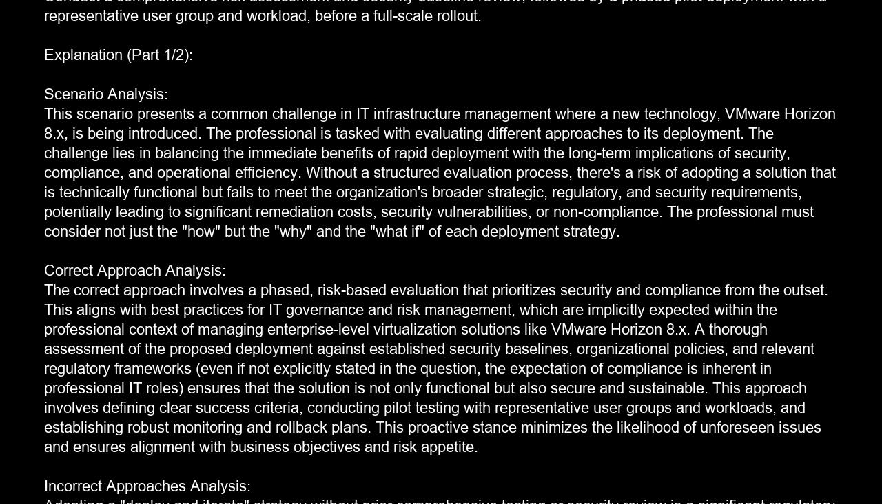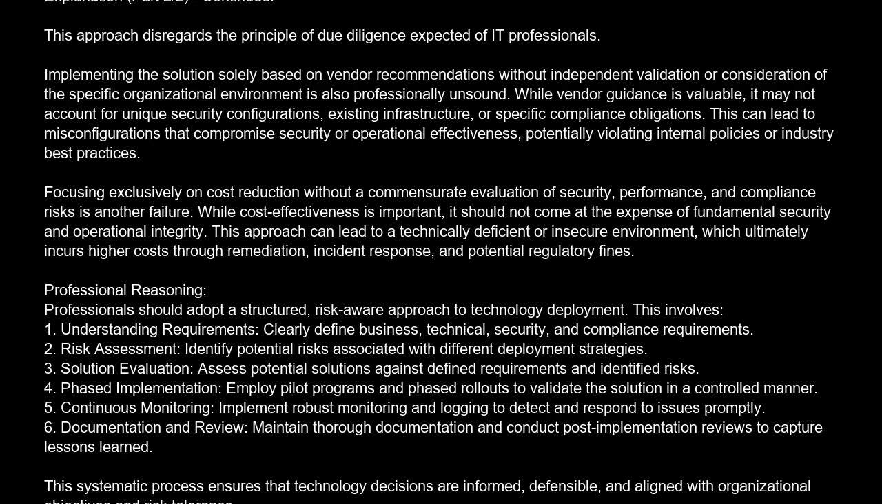Incorrect approaches analysis. Adopting a deploy and iterate strategy without prior comprehensive testing or security review is a significant regulatory and ethical failure. It prioritizes speed over security and compliance, creating a high risk of introducing vulnerabilities that could be exploited, leading to data breaches or service disruptions. This approach disregards the principle of due diligence expected of IT professionals.